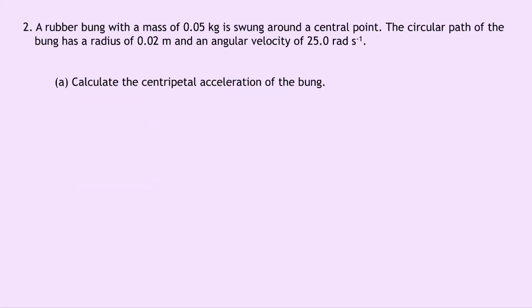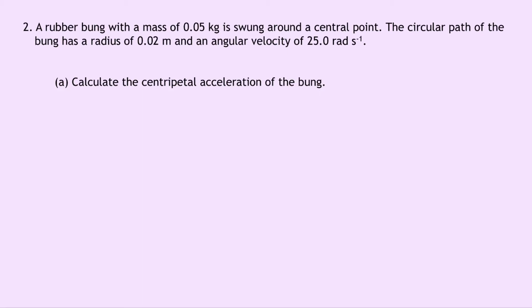Question 2 says that a rubber bung with a mass of 0.05 kilograms is swung around a central point. The circular path of the bung has a radius of 0.02 meters and an angular velocity of 25.0 radians per second. Part A says to calculate the centripetal acceleration of the bung.